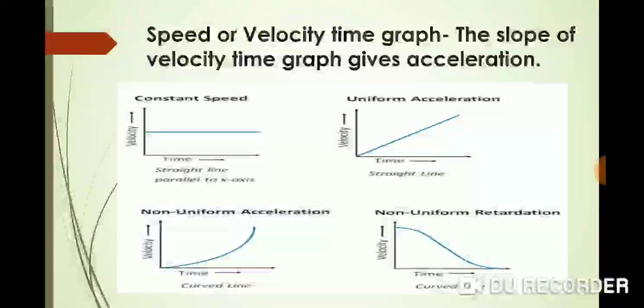Next type of graphs are speed time or velocity time graphs. In these graphs also the time is taken on the x-axis, because time is an independent quantity and it is always taken on the x-axis. Velocity is taken on the y-axis. The slope of a velocity time graph gives acceleration, while the area occupied under it will give us the displacement of the body. Let us talk about the first graph.